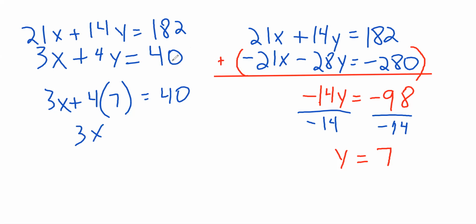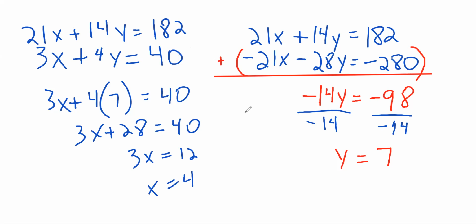You'll get 3x plus 28 equals 40. Subtract 28 from both sides, you'll get 3x equals 12, and so x is 4. And so your final answer is the ordered pair 4, 7.